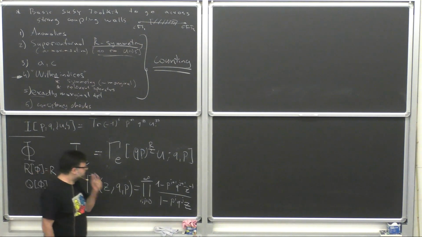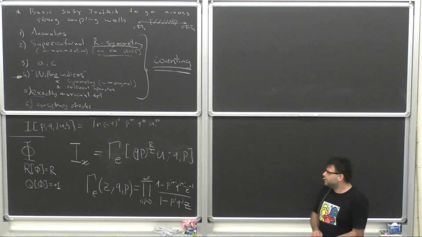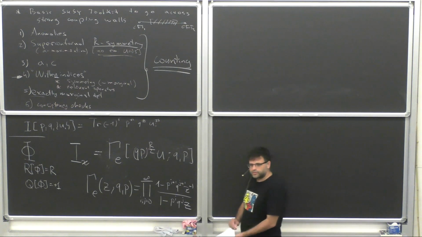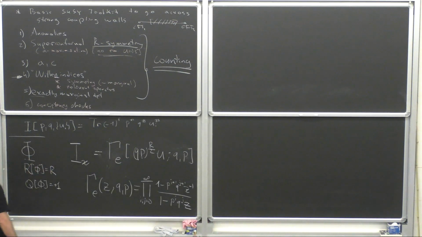Now, what did we say this index counts? This index counts local operators in your theory with some weight. So what are the basic fields that this superfield phi has? What is it built from?